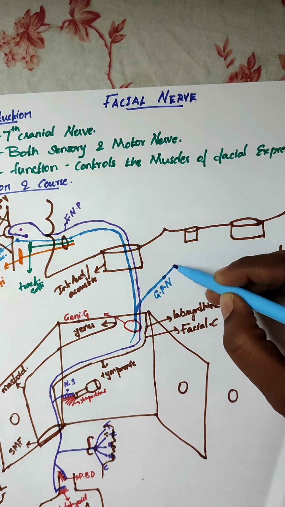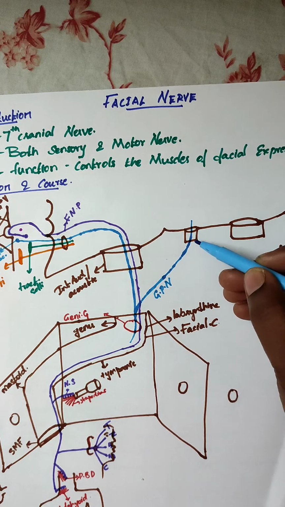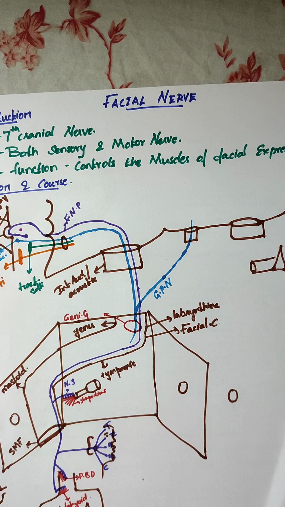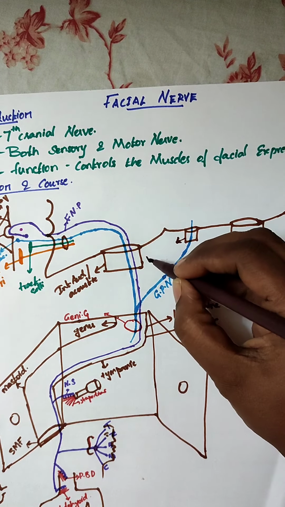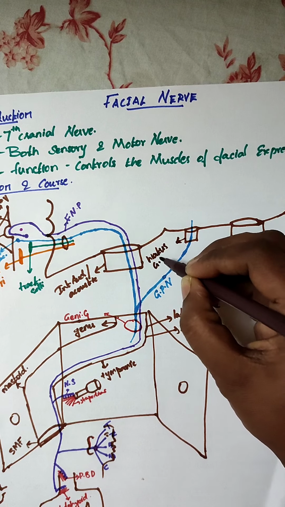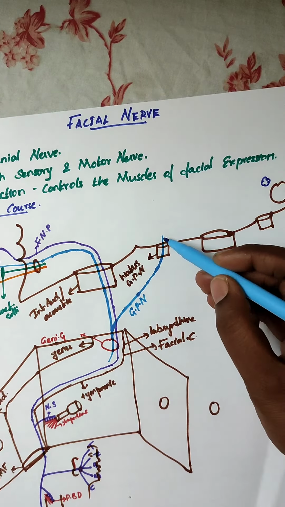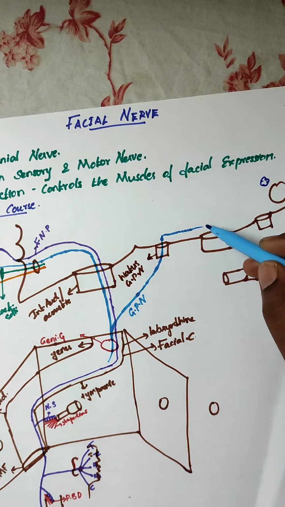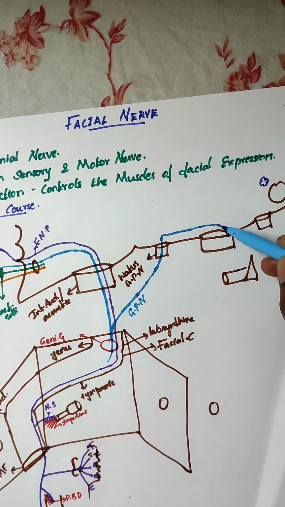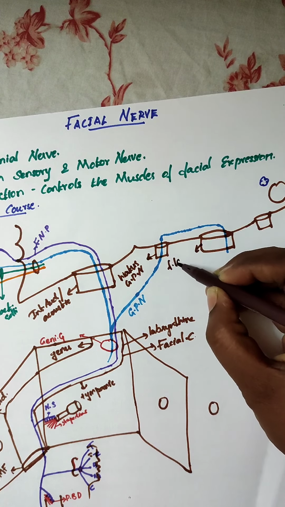It runs upward. This greater petrosal nerve enters into the middle cranial cavity through a small opening, or hiatus, which is known as the hiatus for greater petrosal nerve. After entering into the cranial cavity, the greater petrosal nerve runs forward and again exits from the cranial cavity through a foramen known as foramen lacerum.